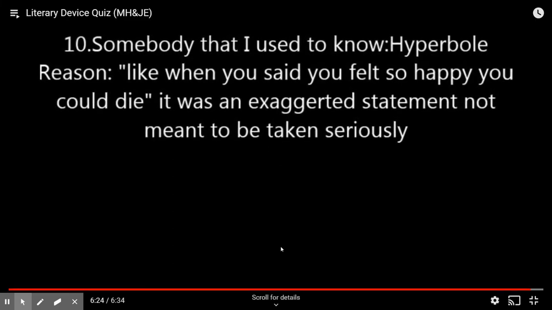Okay, so in the song Somebody That I Used to Know, he's using hyperbole when he says, when you said you felt so happy you could die. This is an exaggerated statement, not meant to be taken literally.